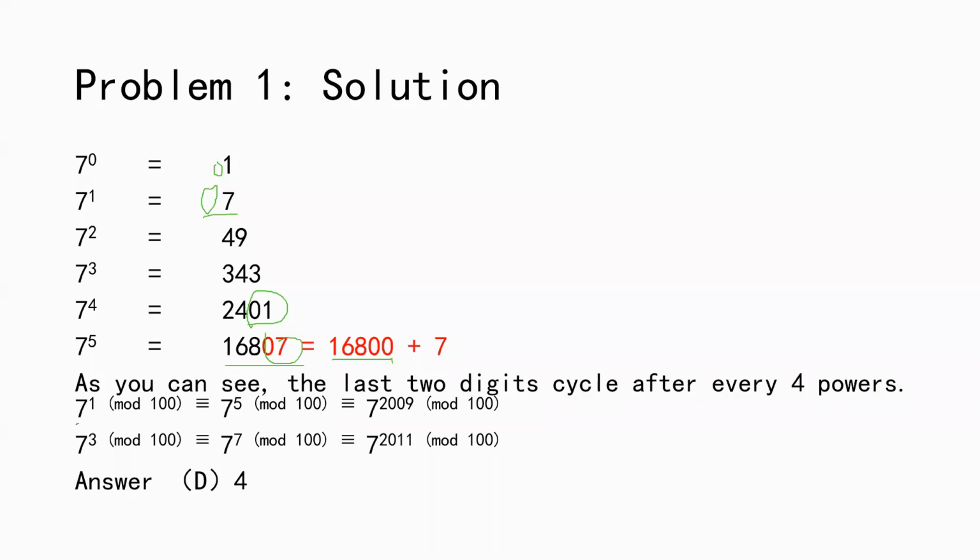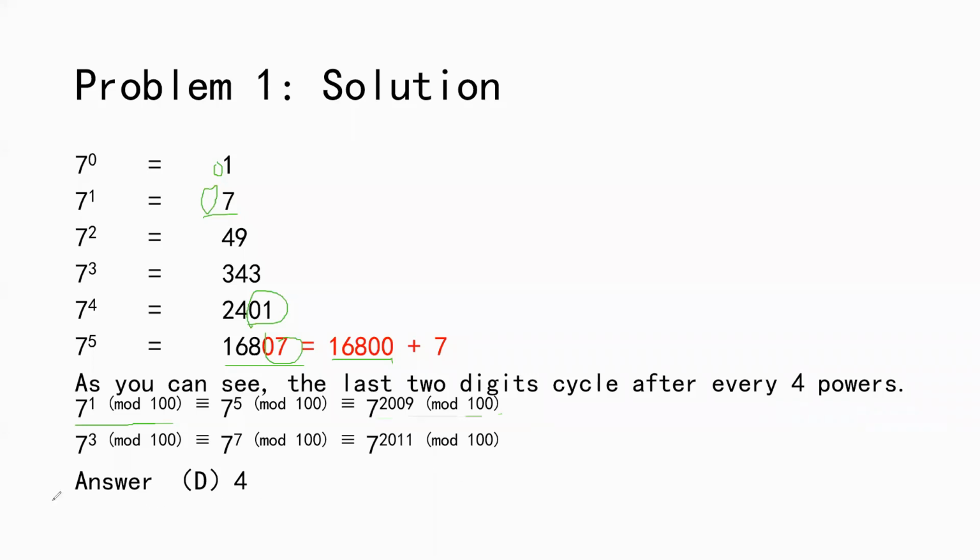7 to the power of 1 mod 100, that means the last 2 digits, is the same as the last 2 digits of 7 to the power of 5. If you continue, you will figure out it will also be the same as 7 to the power of 2019.